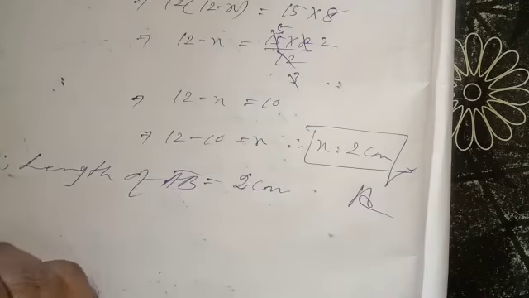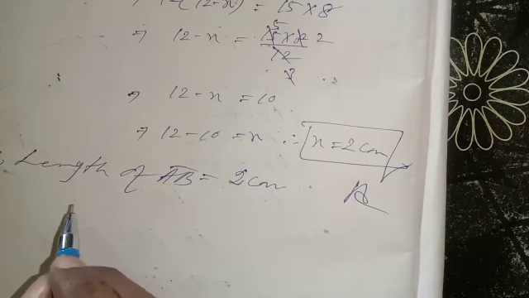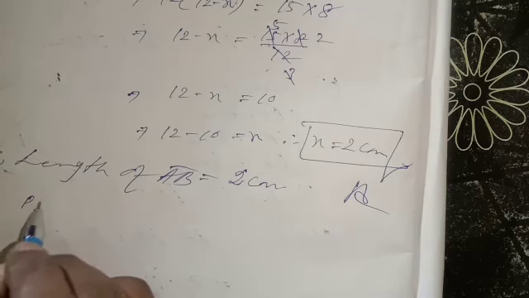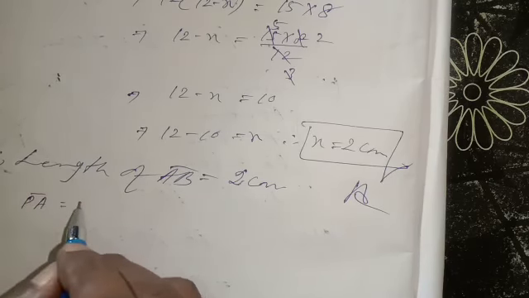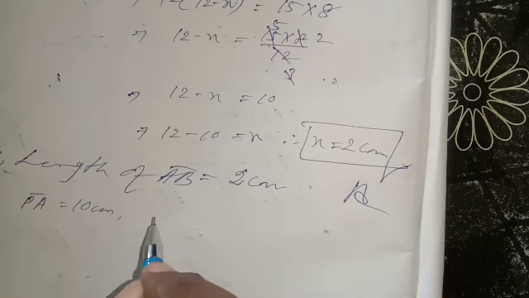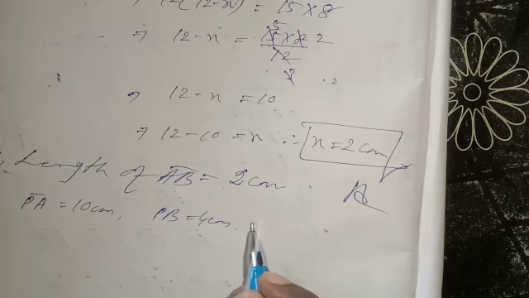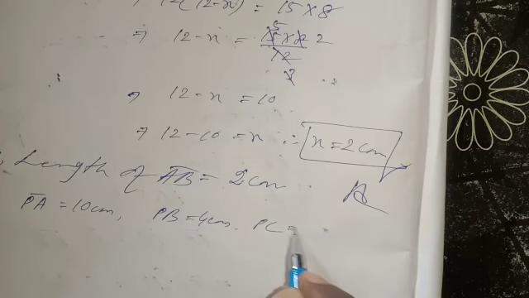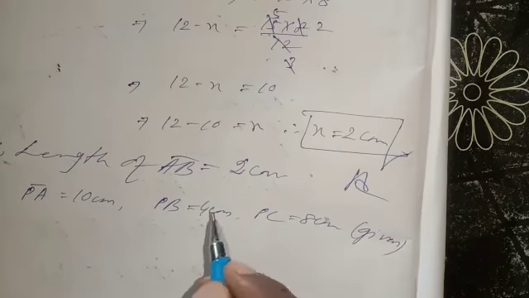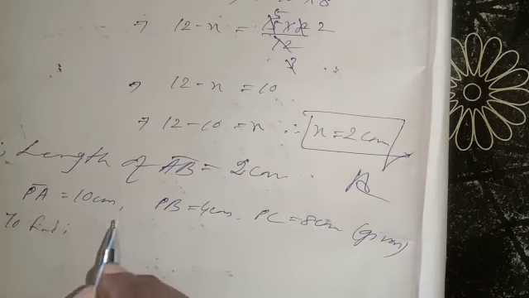The second part question has the same figure, but here PA is given 10 centimeter, PB is given 4 centimeter, and PC is given 8 centimeter. These are three things given here, and you have to find PD.